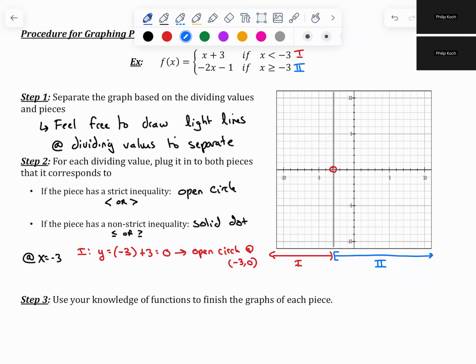Then in piece 2, if you were to plug that into the function that is defined in piece 2, it would be y equals negative 2 times negative 3 minus 1. That's 6 minus 1. That's 5. So there's going to be a solid dot at an x value of negative 3 and a y value of 5. Right there.